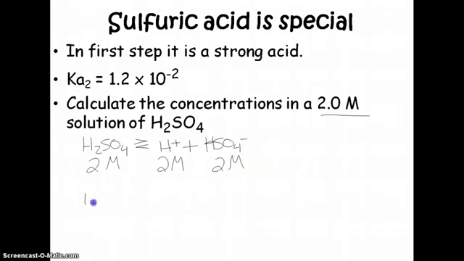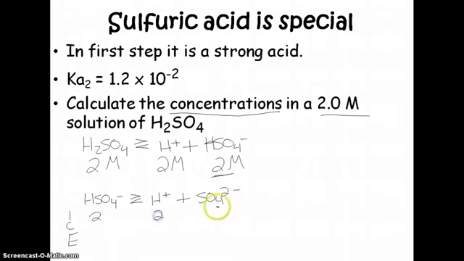Now we need to look at the second step. So in the second step, the HSO4 minus is going to lose the last hydrogen to become SO4 2 minus. Now we need to look at an ice chart to try to determine all of the concentrations at equilibrium. And we know that our original HSO4 is 2 and our original H is 2. Okay, and we have no SO4 2 minus at this point. So we're going to minus X, plus X, plus X, 2 minus X, 2 plus X, and X.